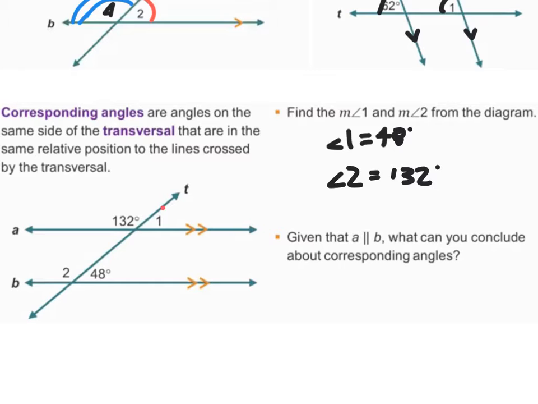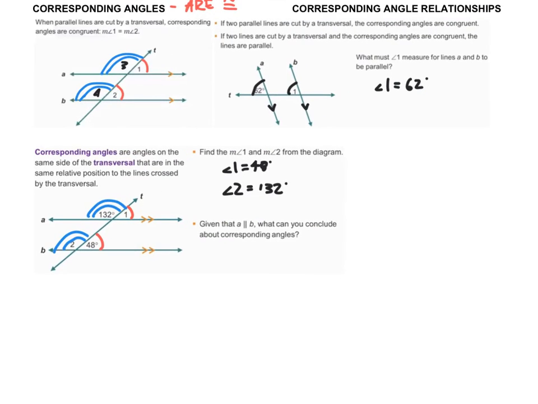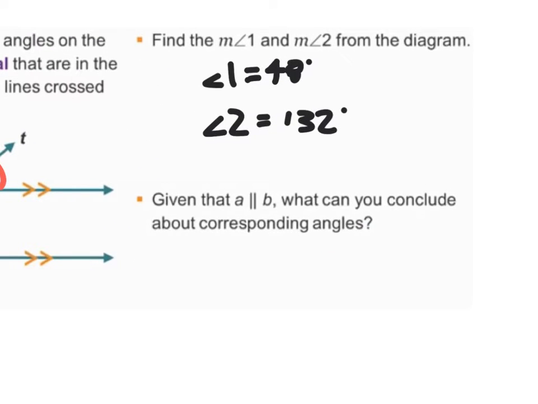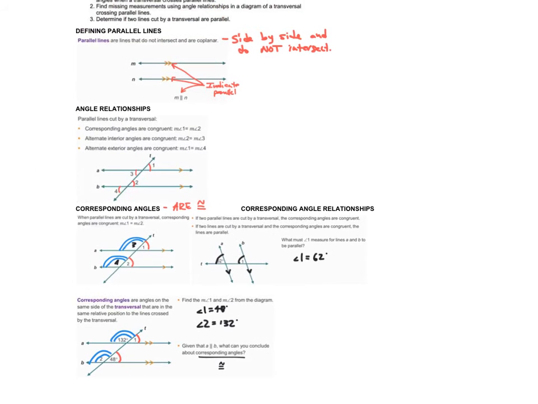And you can come in here and draw in your arc marks. One arc mark indicates that those angles are congruent. Two arc marks indicate that these two angles are congruent. So given that A is parallel to B, what can you conclude about corresponding angles? That they are congruent. So that's the idea for that. Let's take a look at the next page.